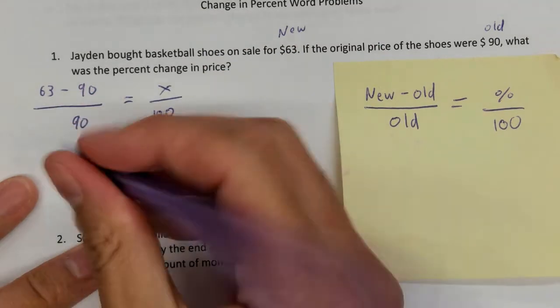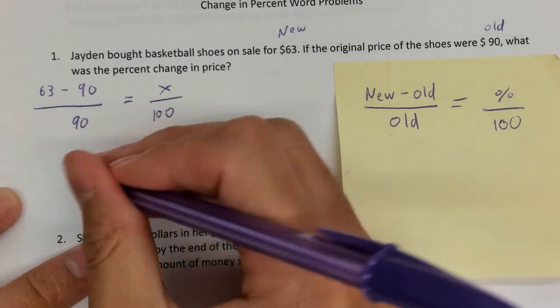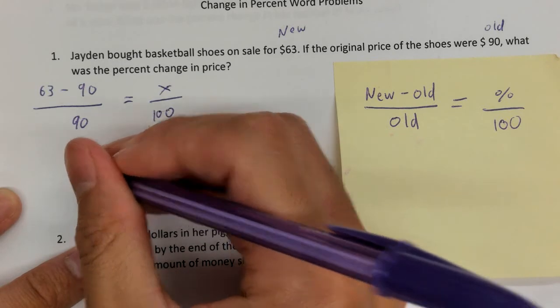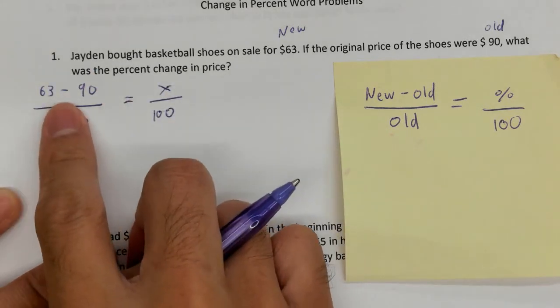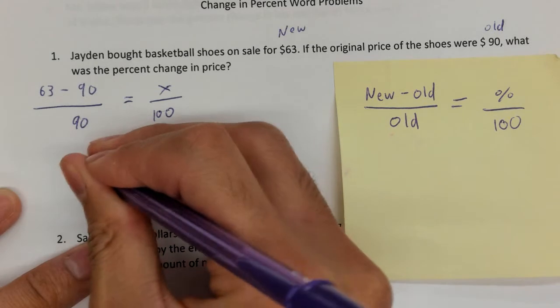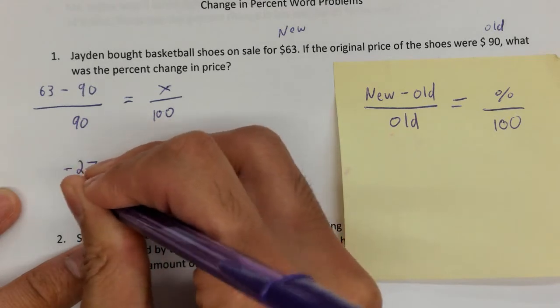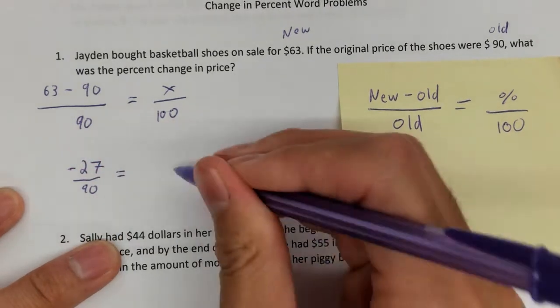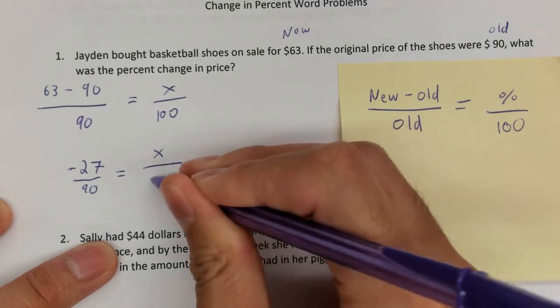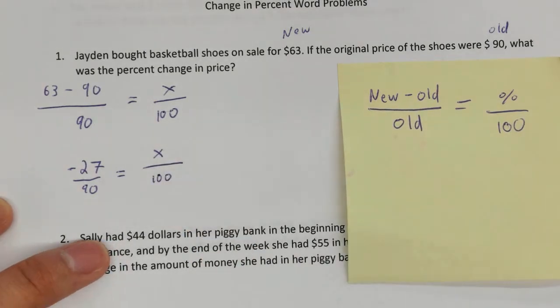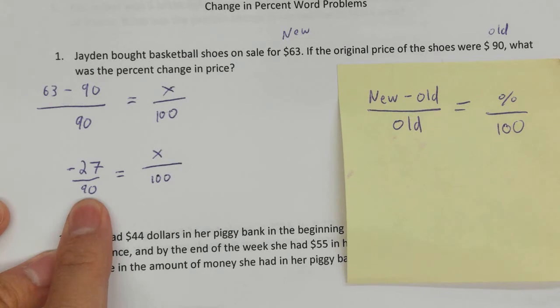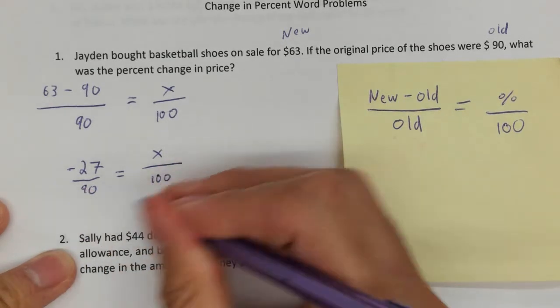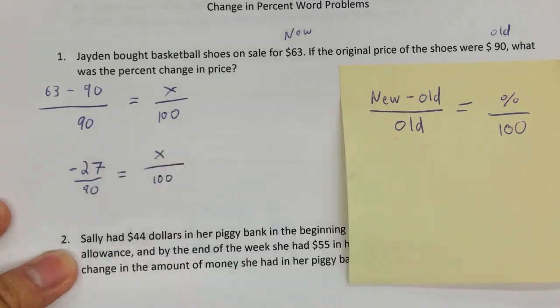63 minus 90 is negative, let me do my mental math, 27. Negative 27 over 90 equals X over 100. So you can't really use the jump method. You can't really go from 90 to 100. So what I'm going to have to do is cross multiplication.